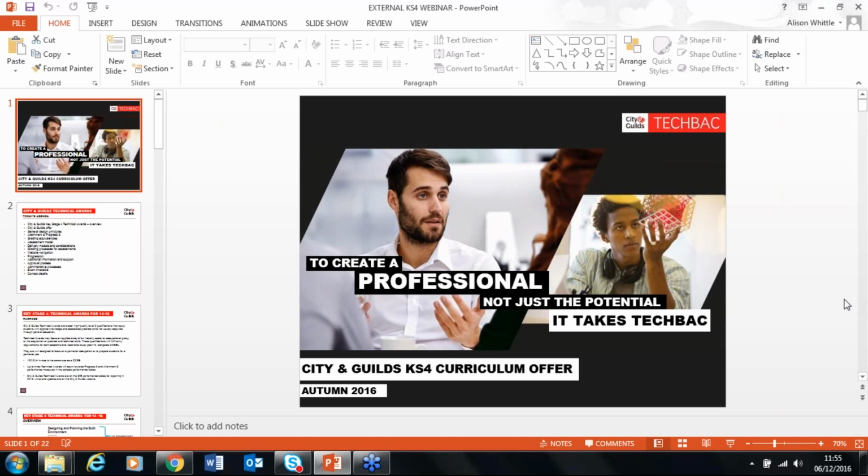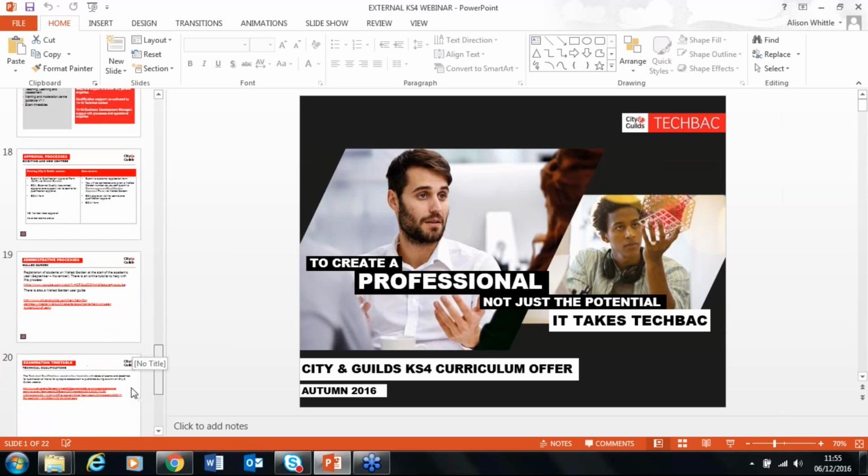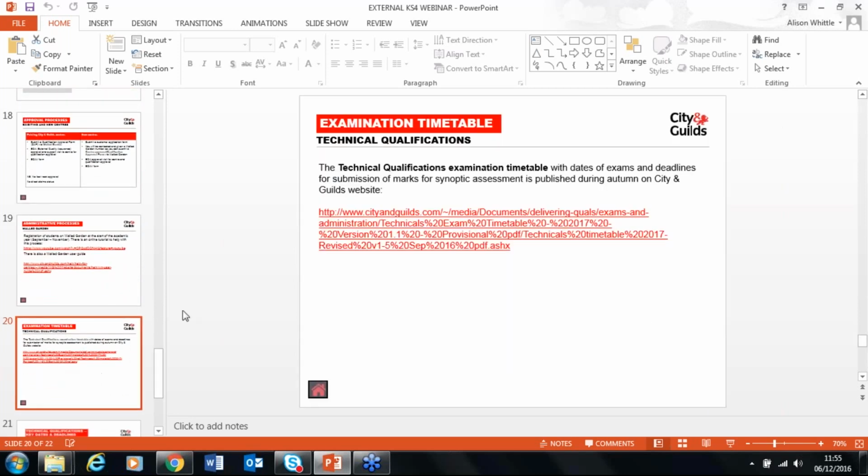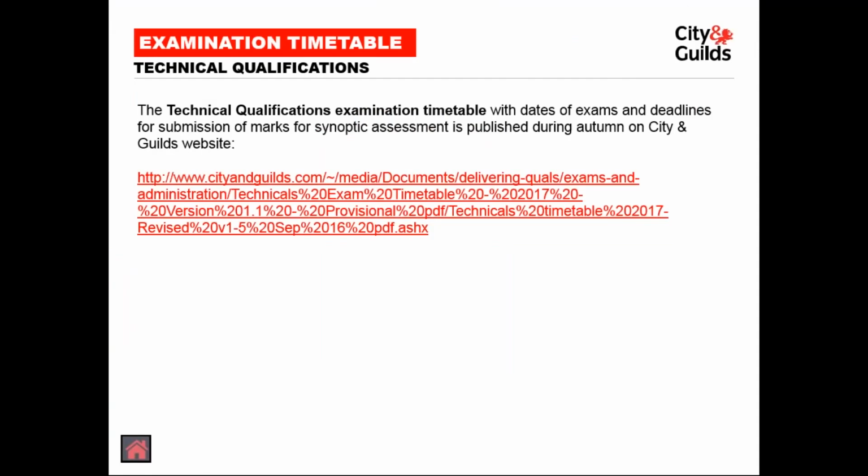So what we do have is an exam timetable. Now the end tests are taken on set dates at set times, and we will have those exams available through an online test or a paper-based version. What you will need to do is tell us in which year you want your learners to sit the end test and the synoptic assessment. And there's a link here to the document which outlines the times and the dates of the external assessments for 2017.